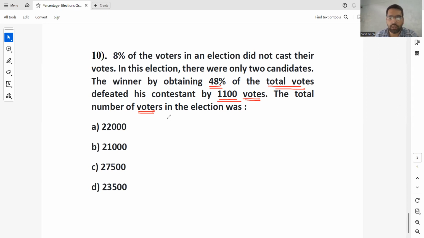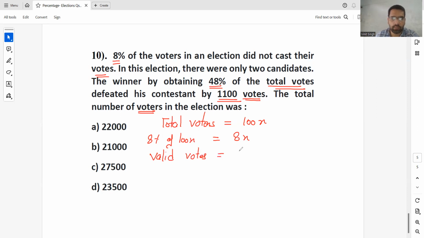Now, in this case, we will assume the total voters are 100x. 8% of the voters didn't cast their vote, so 8% of 100x is equal to 8x. Now valid votes become 92x.